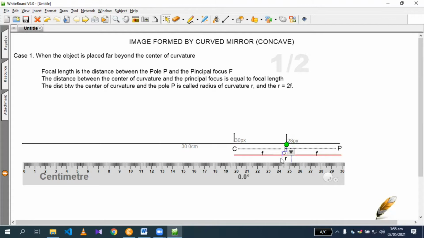Which means the focal length is half of your radius of curvature. We call it the radius of curvature. So now let's quickly go into this. Remember, we said, look at this.